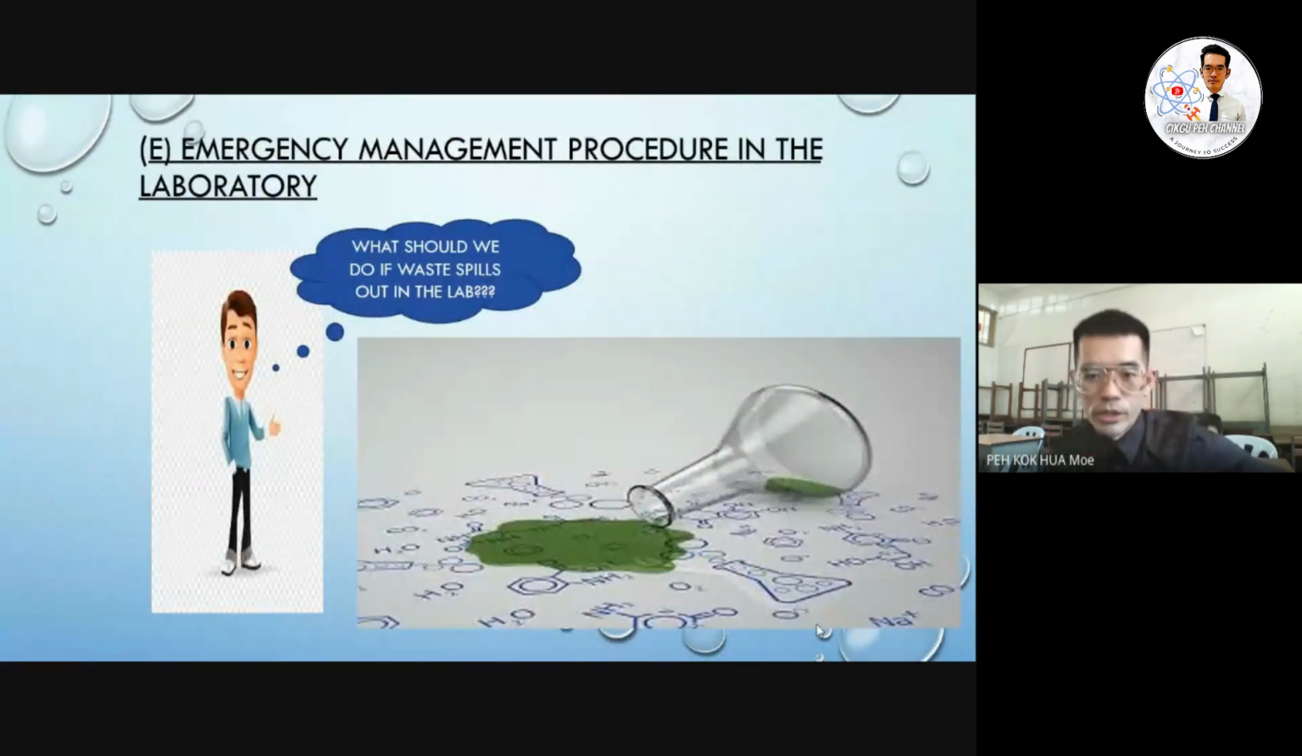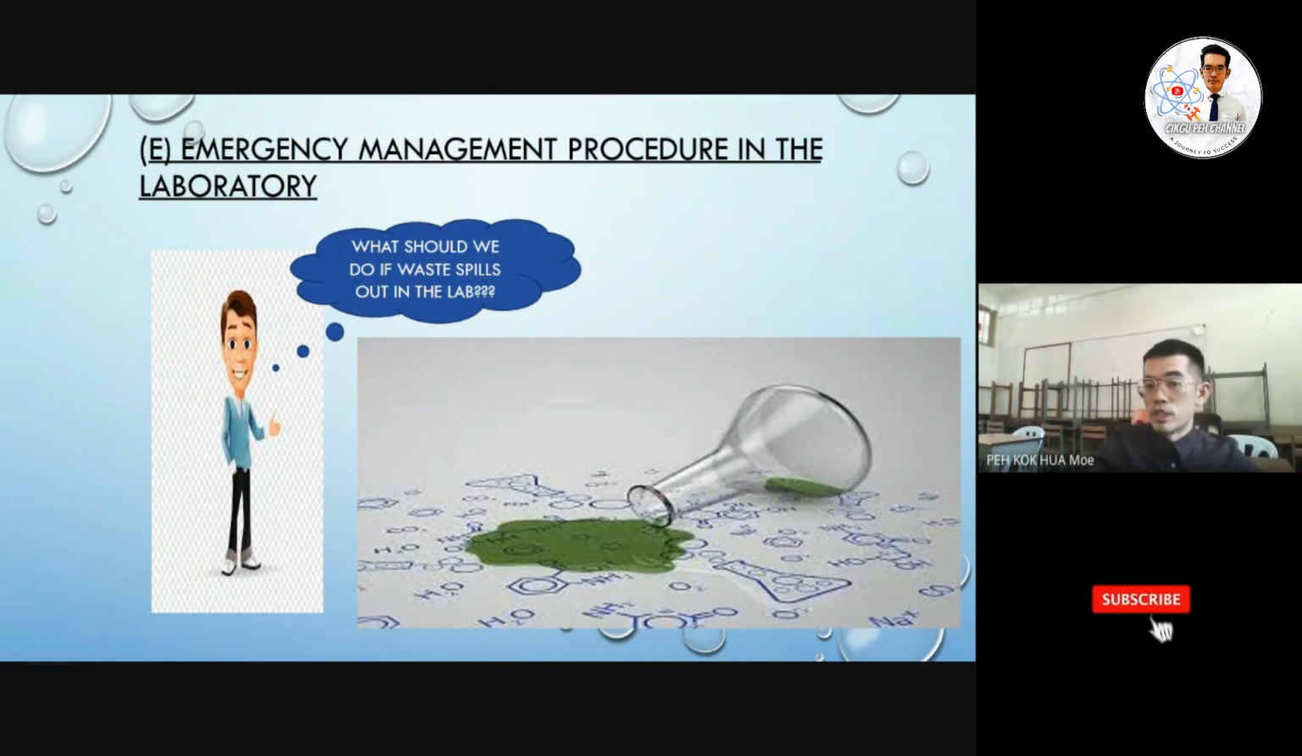So this is an emergency management procedure in the laboratory. As we already know, chemicals are poisonous, volatile, flammable, and have a lot of negative impact on our body. Let's say when we are doing the experiment, the chemical is spilled. So what should we do?